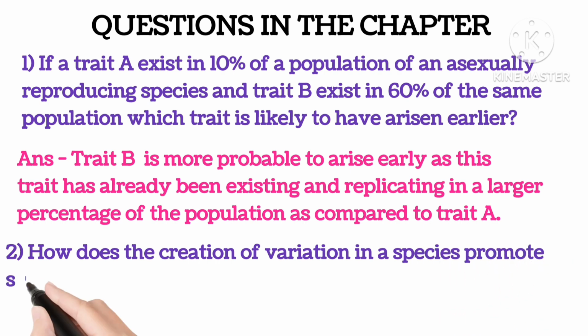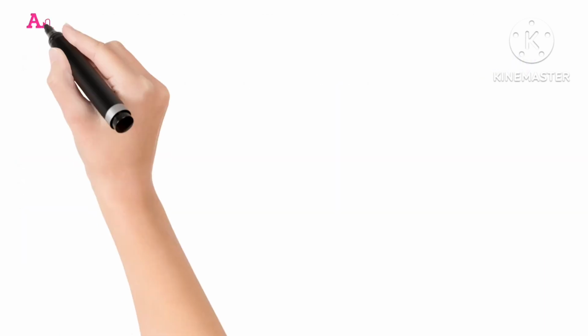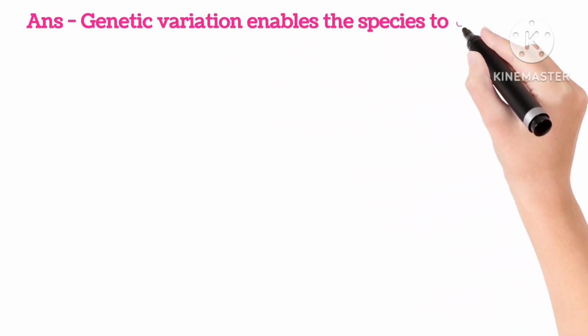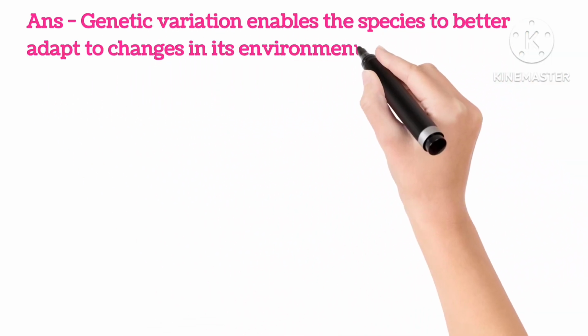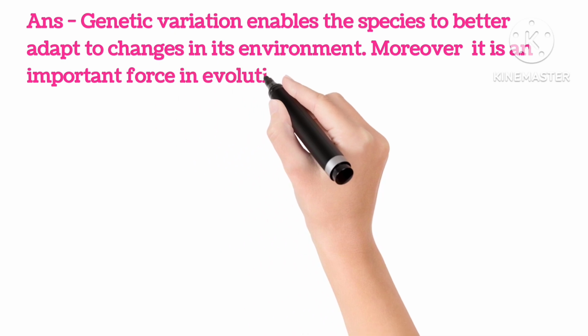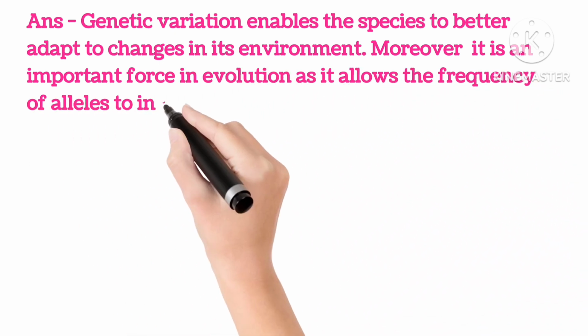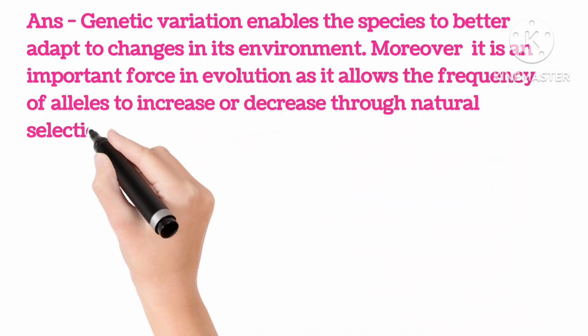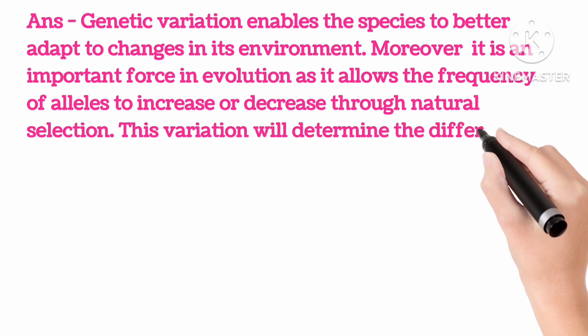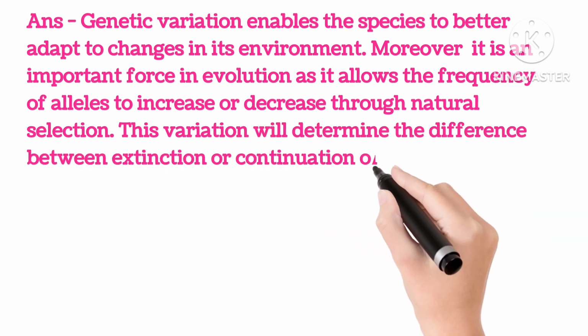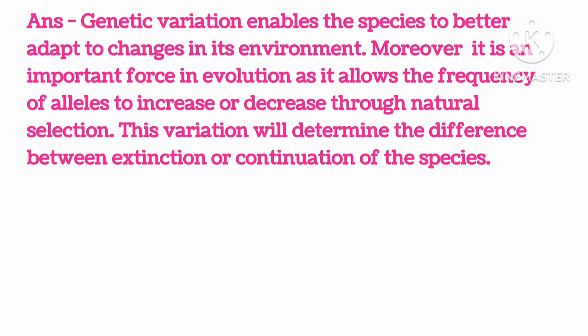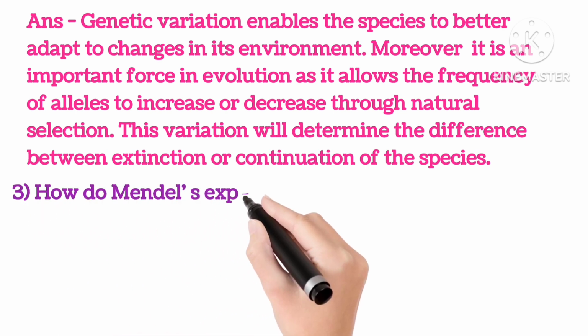Second, how does the creation of variation in a species promote survival? Genetic variation enables the species to better adapt to changes in its environment. Moreover, it is an important force in evolution as it allows the frequency of alleles to increase or decrease through natural selection. This variation will determine the difference between extinction or continuation of the species.